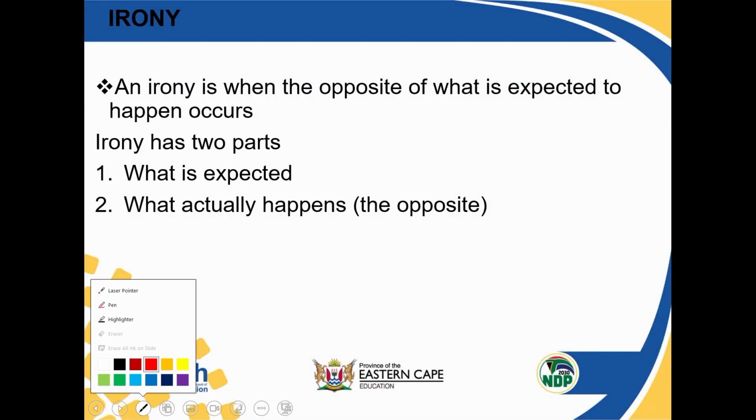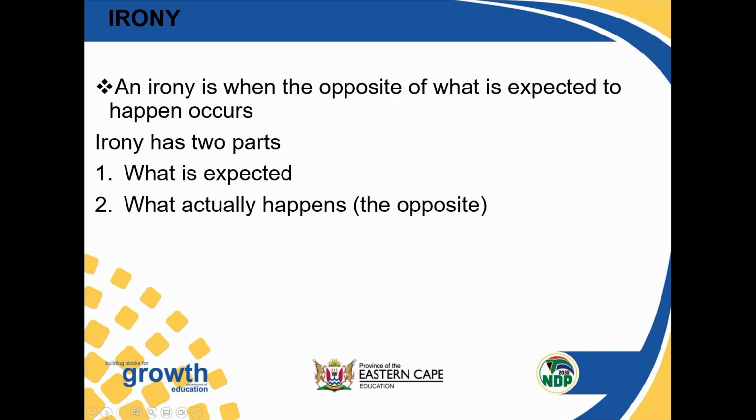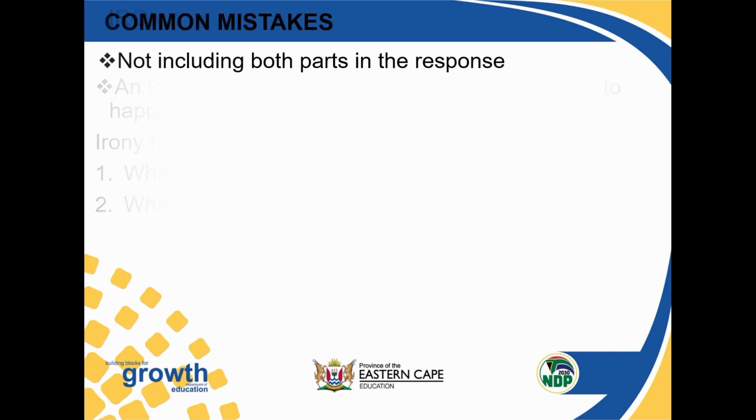Now, what is an irony? An irony is when the opposite of what is expected to happen occurs. An irony has two parts, what is expected and what actually happens, which is the opposite in this case. Then what are the common mistakes? Learners or candidates do not include both parts of the irony. Then what is expected? You are expected to include both parts of the irony, which is what happened versus what was expected, or what was expected versus what happened. So you should show both sides.